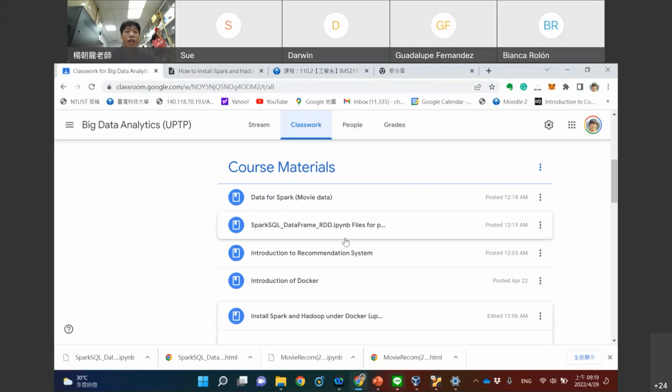And if you have time, then I would like to share one IPYNB, which is a Jupyter notebook. I will let you run it on your Hadoop and Spark system and do some practice. And as you can see, I also put one file called data for Spark. Basically, it is the movie recommendation data set that I would like you to download to your Hadoop environment. So this is something I want to cover.